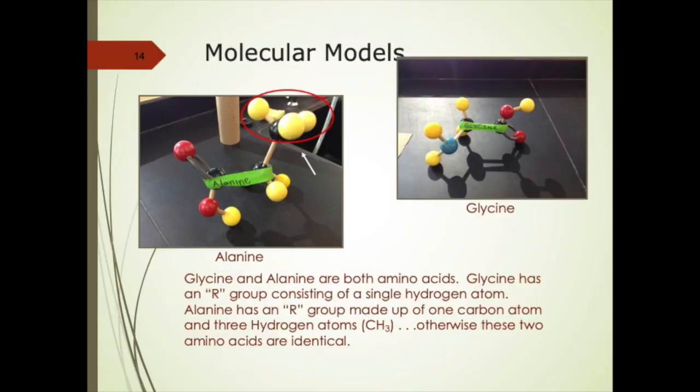Now, if you have alanine and glycine, these are both amino acids, right? You can see the difference. Glycine has an R group consisting of a single hydrogen atom, while alanine has an R group consisting of one carbon atom and 3 hydrogen atoms. So you should probably know the difference there. So glycine has R group with 1 hydrogen atom, and alanine has carbon atom and 3 hydrogen atoms.